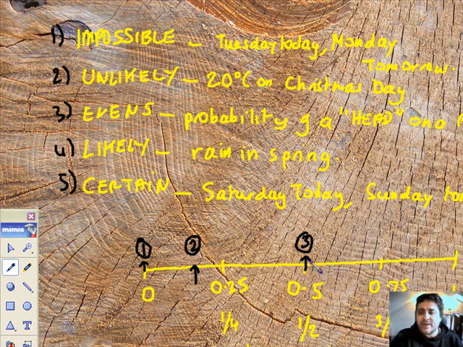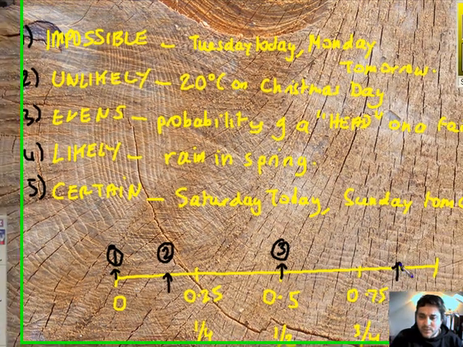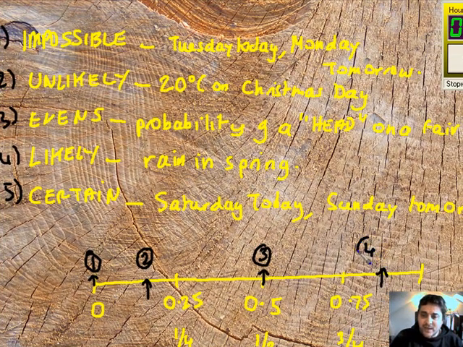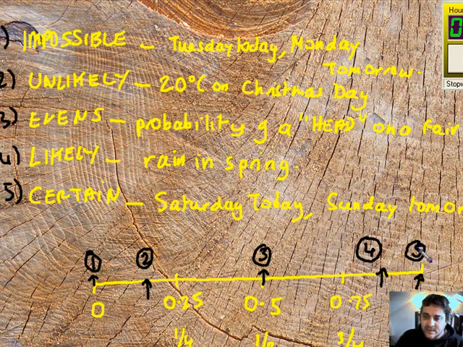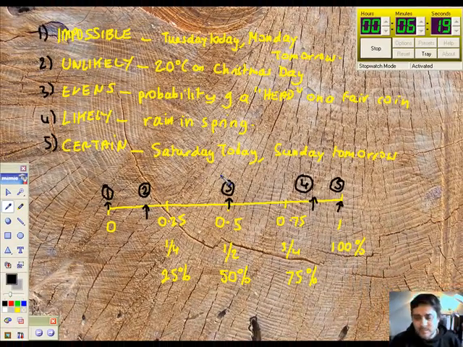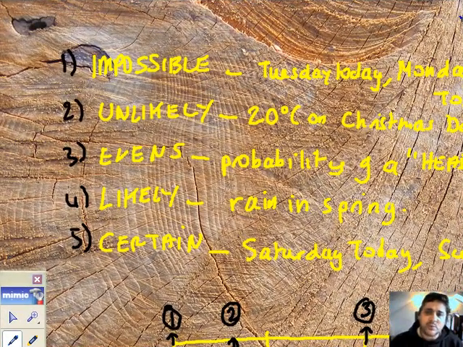Next one, likely that it should rain in the spring. We can go for 0.75 or 0.7 or 0.8 or anything up here would be fine. Likely or even very likely, close towards the 1. So just put a little arrow there. We'll put our 4 there as a likely event. And finally, Saturday today, Sunday tomorrow. That's certain to happen. Let's put a little arrow exactly on the 1, and we'll put our 5 there as an example of that. Okay, plenty more I could have given. So that's the link between the words used in probability at a lower level and a slightly higher level when we're introduced to using numbers as expressing probabilities.